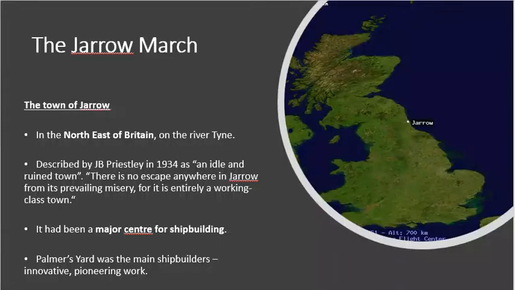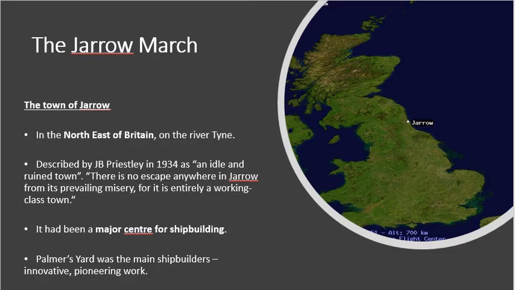So first of all, guys, let's have a look at where Jarrow is. If we look at a map of England, Jarrow is in the northeast of England, based on the River Tyne. And why is it in the northeast of England on a river? Well, obviously, if they're building ships, it's handy that their ships can easily get out to sea or get out onto that river.